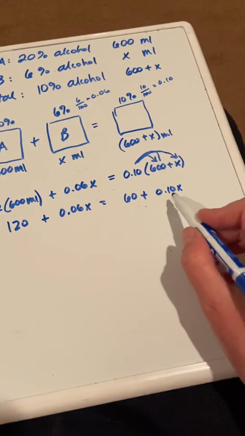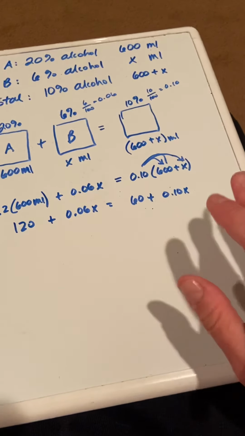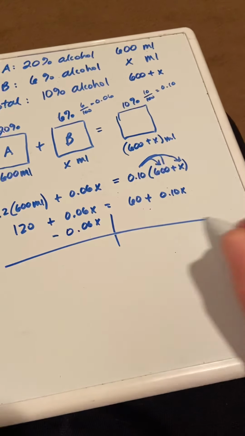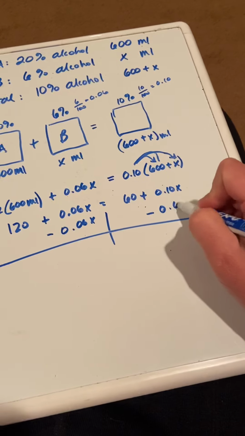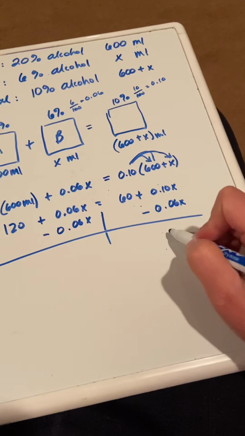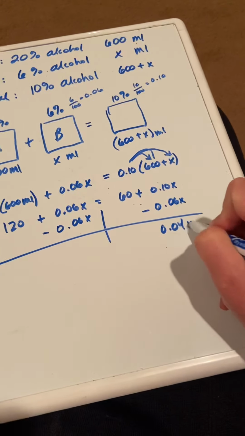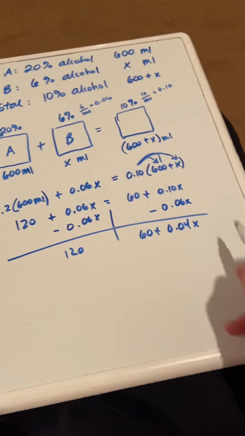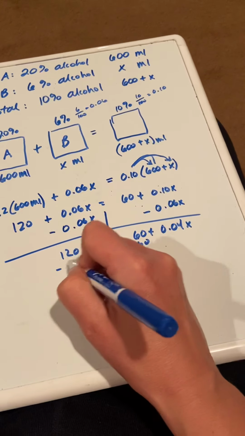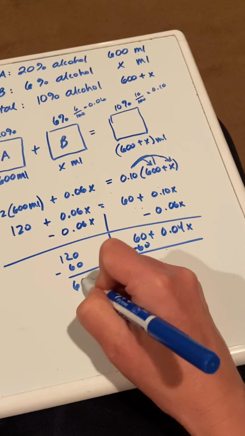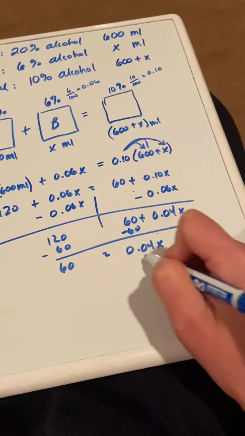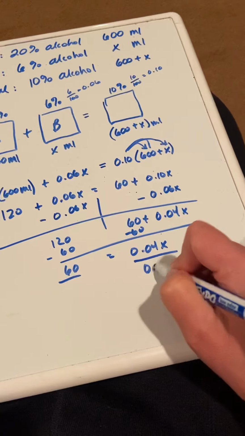All right, so now let's go ahead and get our x's on one side and our numbers on the other. So I'm going to start by subtracting 0.06 x's. That will leave us with 0.04 x's and 120 on the other side. Then we'll subtract 60 from both sides. That will leave us with 60 equals 0.04x.